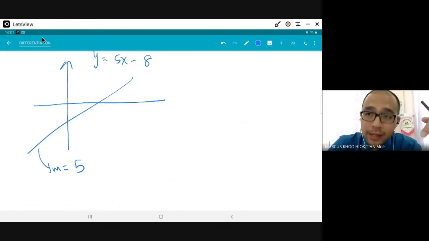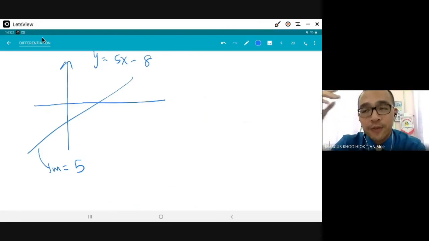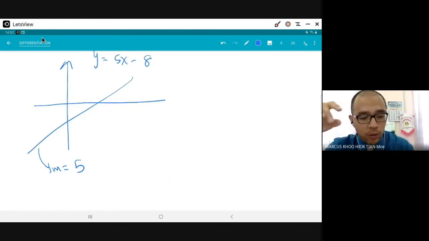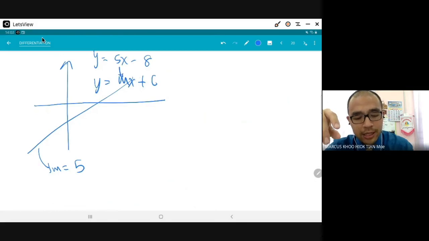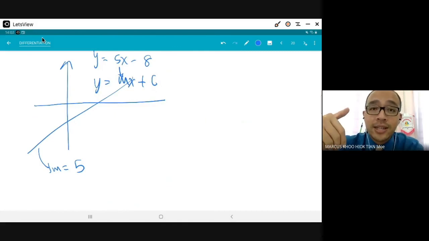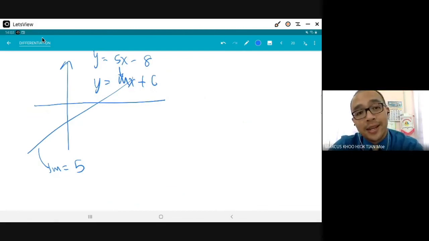Just kebetulan in this particular question, the equation actually is a straight line. So you don't really have to use the first principle to find the gradient lah. Okay, kalau kamu tahu y equals to mx plus c kan, you know immediately that this is 5. The gradient is 5. But not all equations are that situation, you see. Some equations, they are the x squared, are the x cubed. So that's why we have to know the first principle.